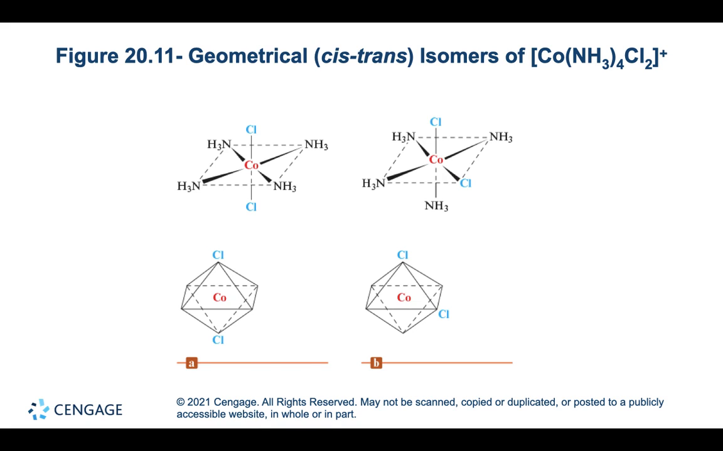And here we have 4 ammonias and 2 chlorides. If your 2 chlorides are across from each other, that would be called trans. If your chlorides are closer to each other and only 90 degrees apart, that would be called cis. That's another example of cis and trans. Trans being across, like transatlantic flight, you go across the ocean.